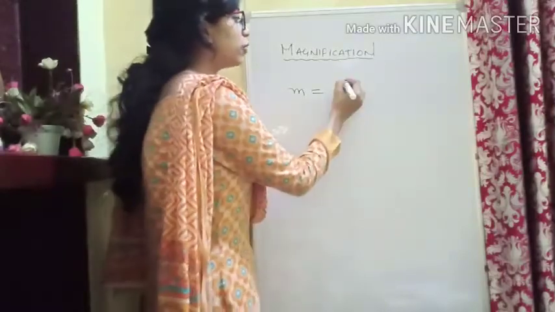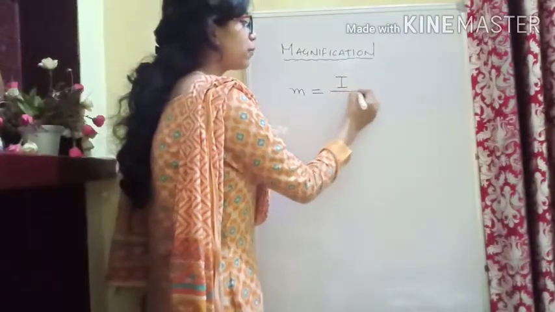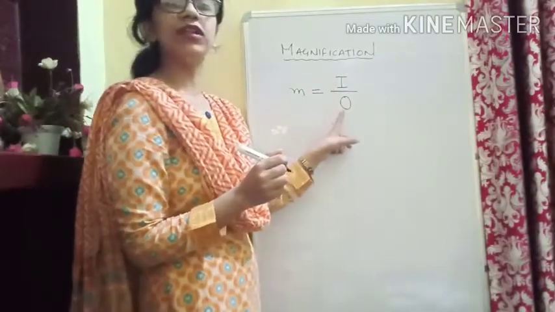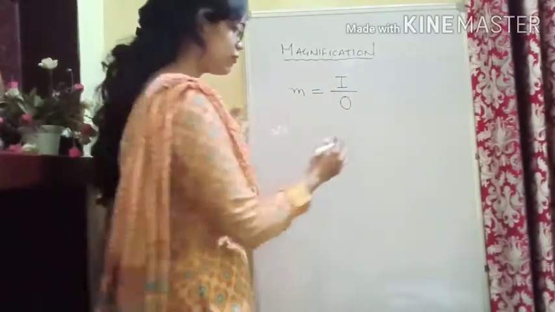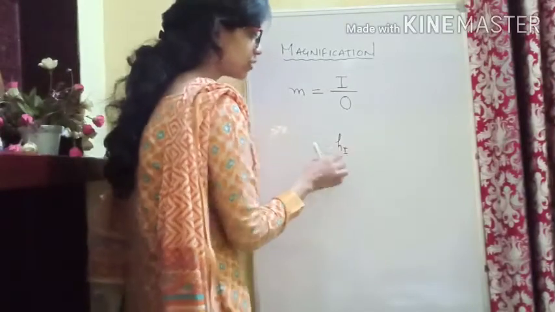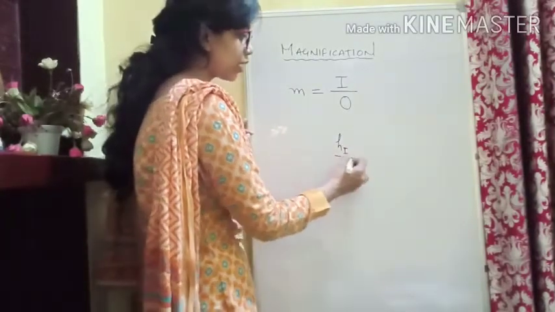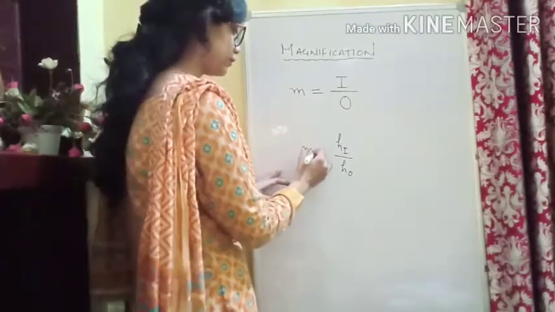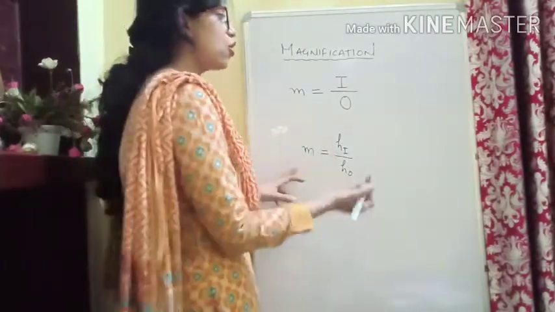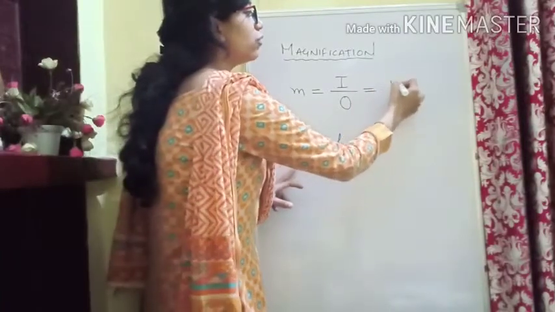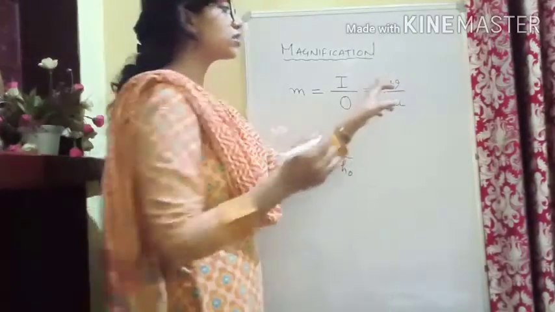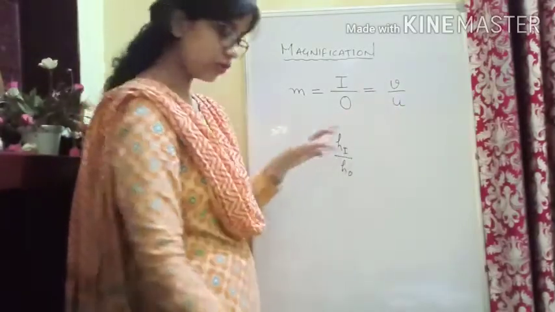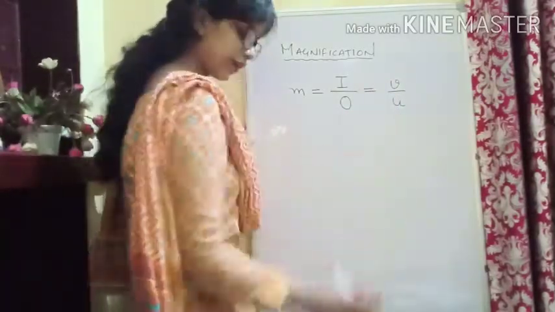So although in your book it is written as capital I upon capital O, that is height of the image upon height of the object, instead of this we are going to write height of the image, h, that is height of the image, and height of the object, so that it would be clear to you all and you all understand this magnification. Also it is equal to v upon u. What is our v? That is the position of the image, and this is the position of the object. So this is how we define magnification.